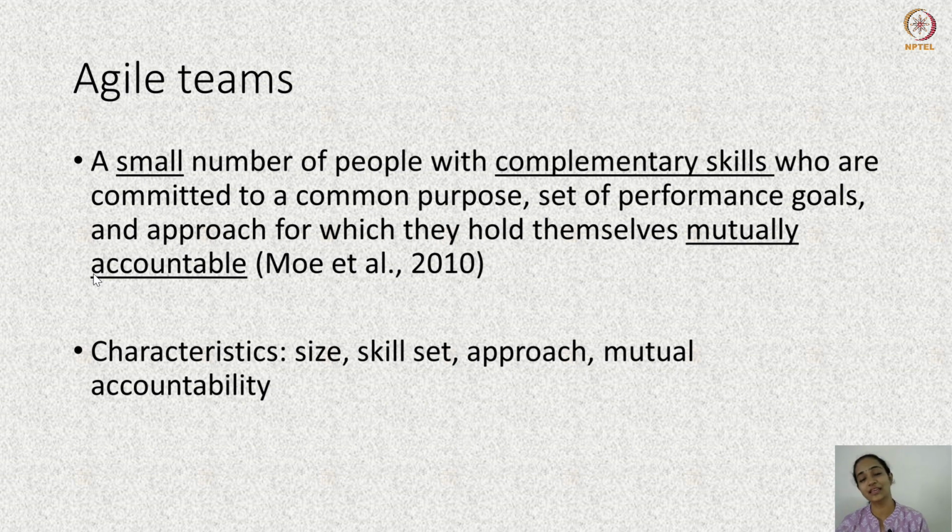The members in the Agile team have complementary skill sets. That is, they are not only good at doing their own work, but they are also highly skilled at getting along well with other team members. They are also committed to a common purpose, which is to deliver a good quality product to the customer and focusing on the customer's requirements. And to achieve this goal, they hold each of themselves mutually accountable. So, let us see what are the applications of Agile teams.